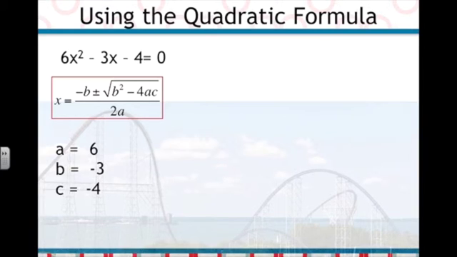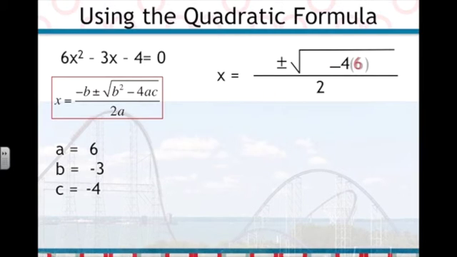The next thing to do, now that we know what a, b, and c are, is to substitute them into the formula. Anywhere you see an a in the formula, replace it with a 6. Next, we replace the b's with negative 3. Notice the formula calls for negative b, so we have a double negative, and there's also a b squared, so we're going to have a negative 3 squared. Finally, replace the c with a negative 4.